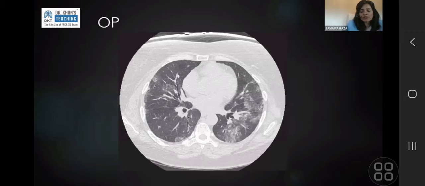The feature you want to see, especially in an exam scenario, is you want to see fluctuating consolidation. So today they presented like this. They won't improve on antibiotics. They would improve with steroids. 6 months from now, they presented the same way, but this time the areas we saw previously had gotten better. They had new areas in new locations. So fluctuating consolidation or fluctuating ground glass.